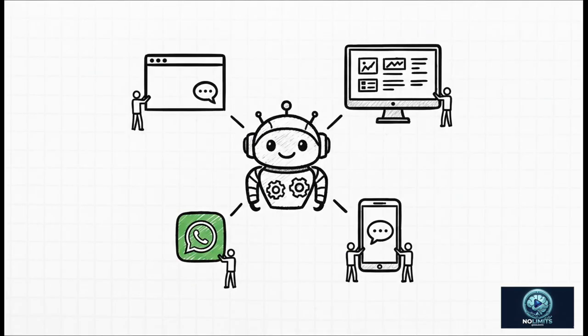And finally, we have the fourth piece, the interface. This is all about the user experience. How are people actually going to talk to this thing? It could be anything, really. A little chat bubble on your website. Maybe it's a tool built right into your internal company portal. It could even be a bot that lives in Slack or WhatsApp, places your team already hangs out.